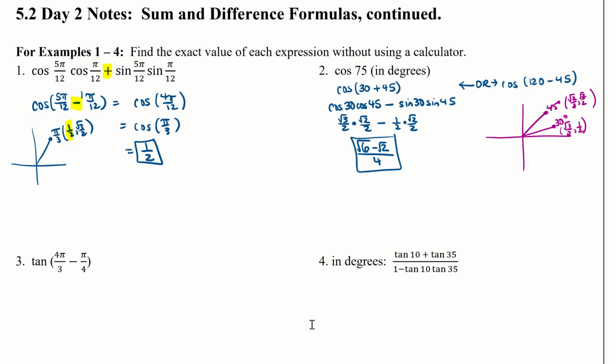Number 2, a couple different ways to do this. One way is to use a sum formula with cosine. You could use angles 30 and 45. A different way, you could use a difference formula with cosine with 120 and 45 and subtract them. Either way, you end up with root 6 minus root 2 all over 4. We could choose to factor a root 2 out of that and get an alternative form for this answer that is equivalent, something like this. It's up to you. That doesn't matter to me.